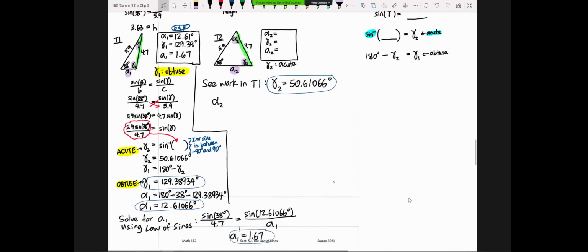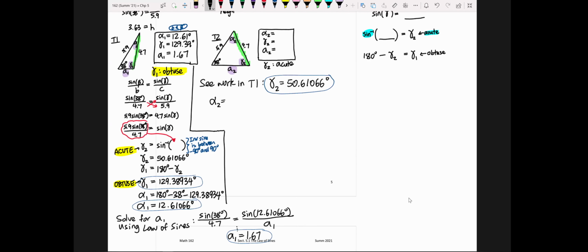Okay, so I saw that we got alpha 2. Remember, we take 180 degrees minus 38 degrees minus 50.61066 degrees. So our alpha 2 comes out to be 91.38934 degrees. Notice that if we're going to use alpha 2 to find the next variable, we want to take it out to at least 5 places. So our final answers do not have rounding difference.